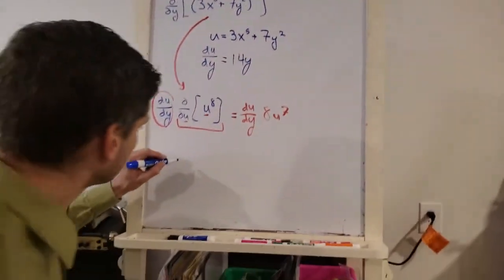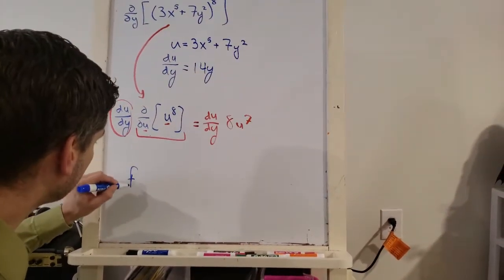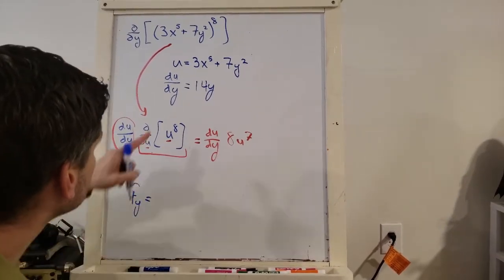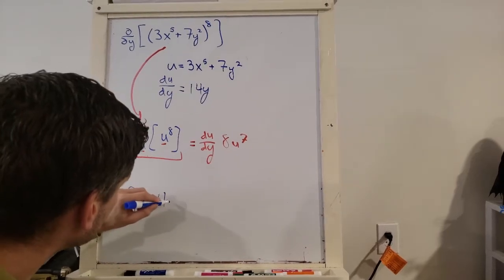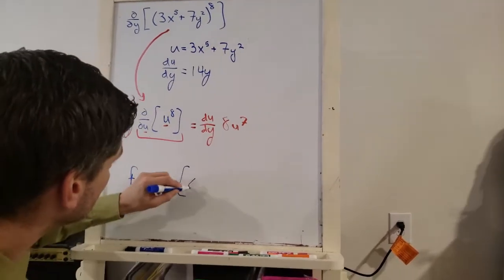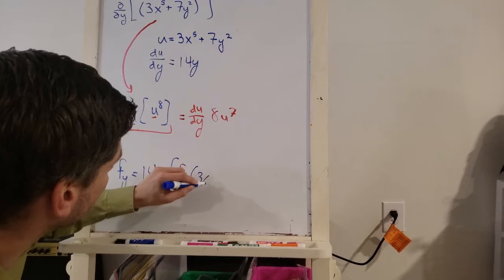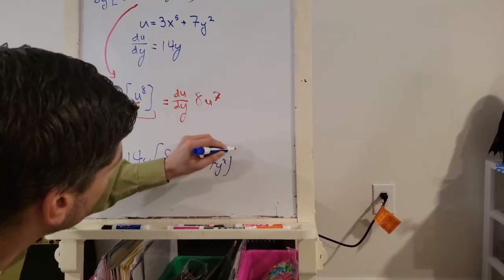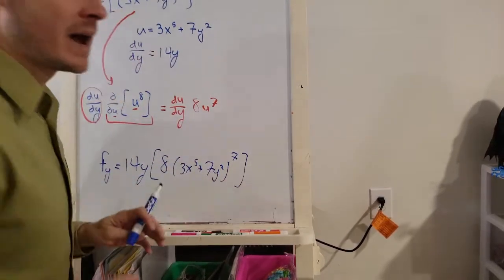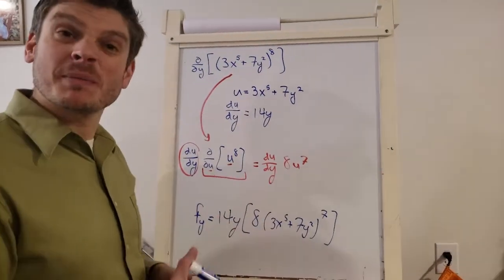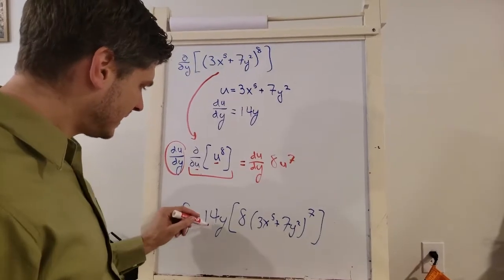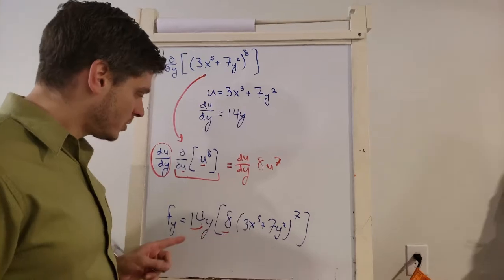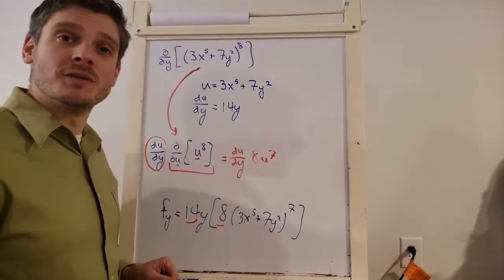So it looks like that partial with respect to y is going to be 14y times 8, the quantity 3x to the 5th plus 7y squared, all to the 7th power. And, well, when we bring it back to our actual problem, let's actually combine the 14 and the 8 together to make it a little bit neater, so it'll be 112 as my coefficient.